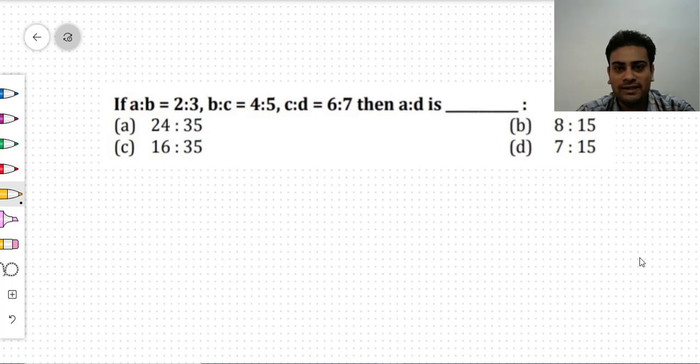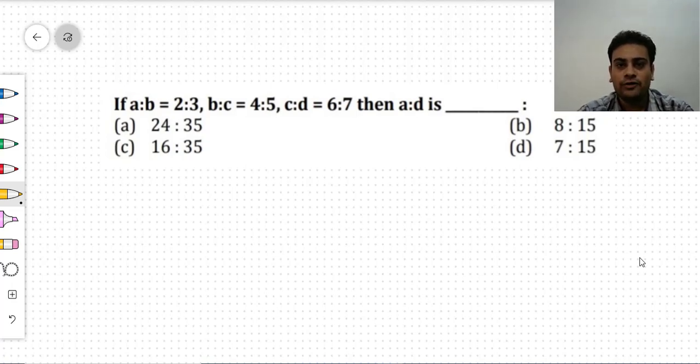Today in this video, I will be talking about a question of ratio comparison. I hope you all know what a ratio is. Basically, a ratio is a comparison of two quantities of the same kind. Right? A ratio is always a comparison of two quantities of the same kind. That is very necessary. Okay.